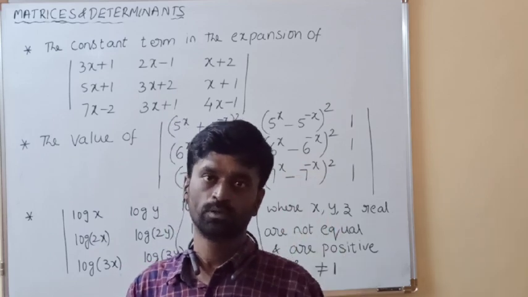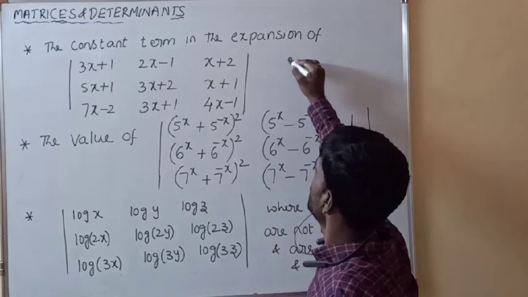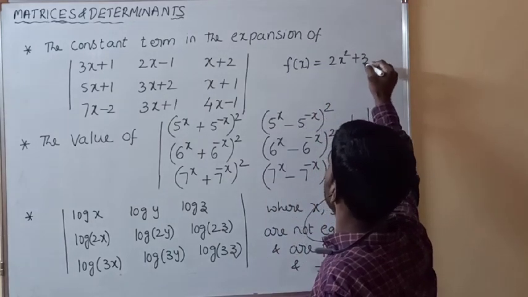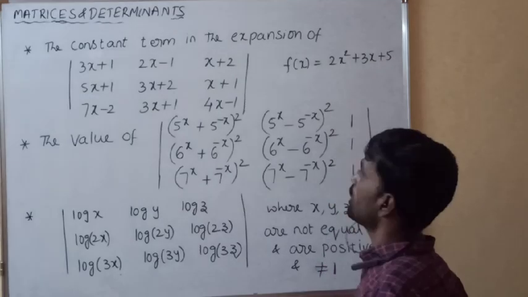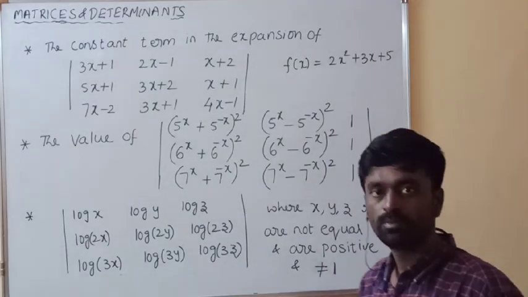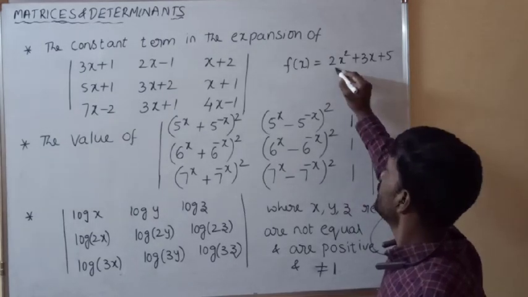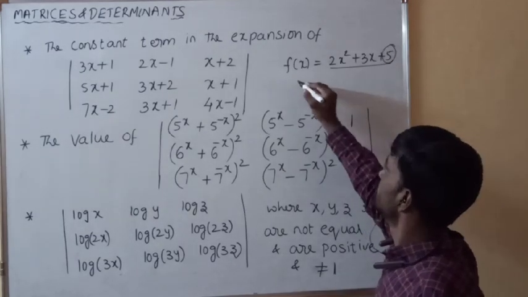For example, suppose f of x is equal to 2x square plus 3x plus 5. What is the constant term in this polynomial? 5. Okay. So if you want to get this constant term 5, it is the same as f of 0.